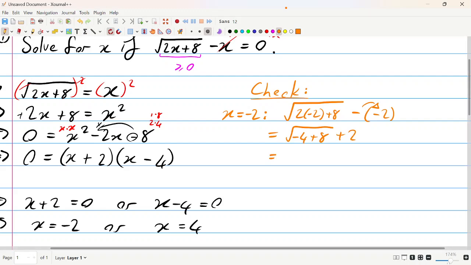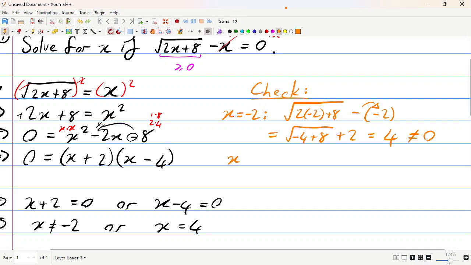And then from here, what is going to happen? Okay, I'm just going to write the equals here if that's fine. Negative 4 plus 8 is just going to be 4. So the square root of 4 is equal to 2, and 2 plus 2 is 4. Alright, so do you notice that this is not equal to 0 though? So we're going to exclude negative 2 as of now, since it doesn't give us that solution.